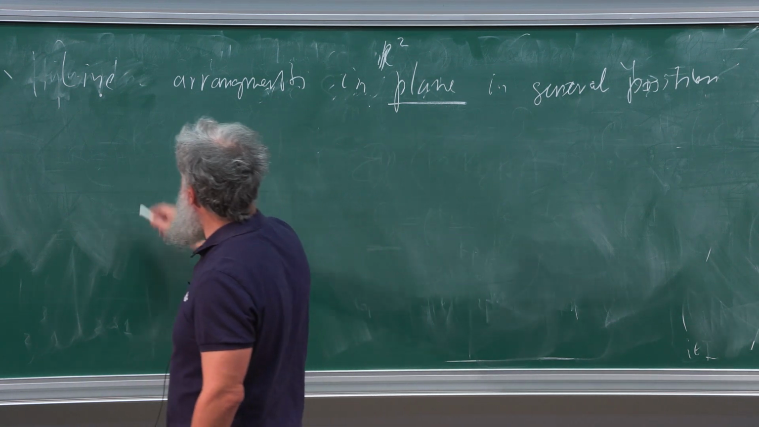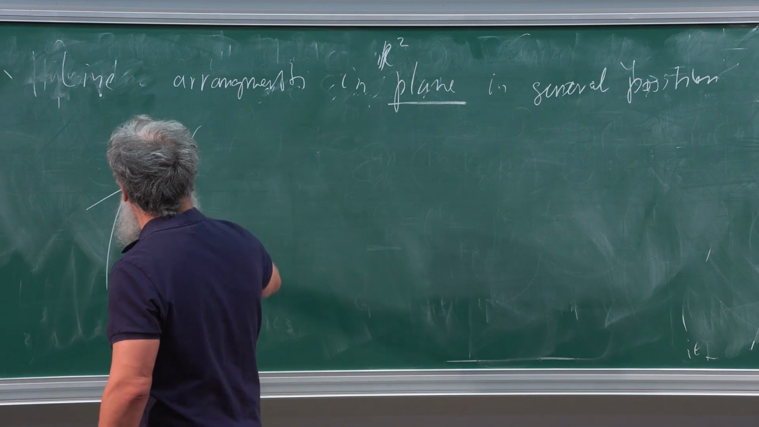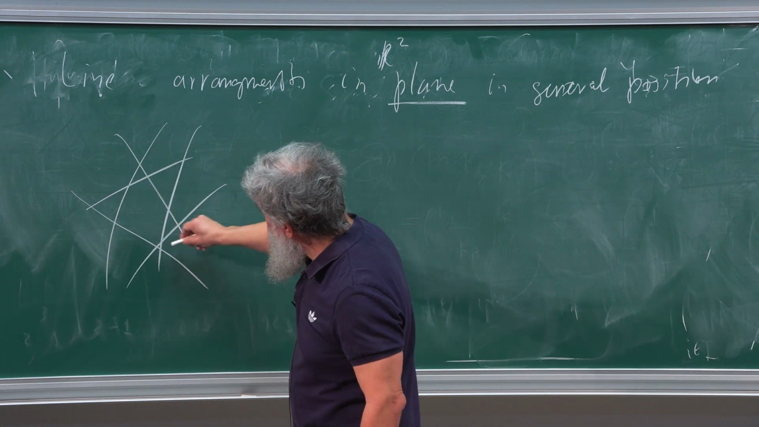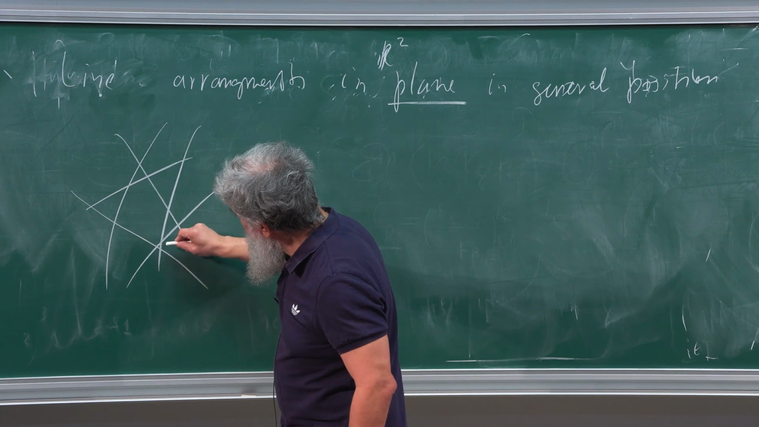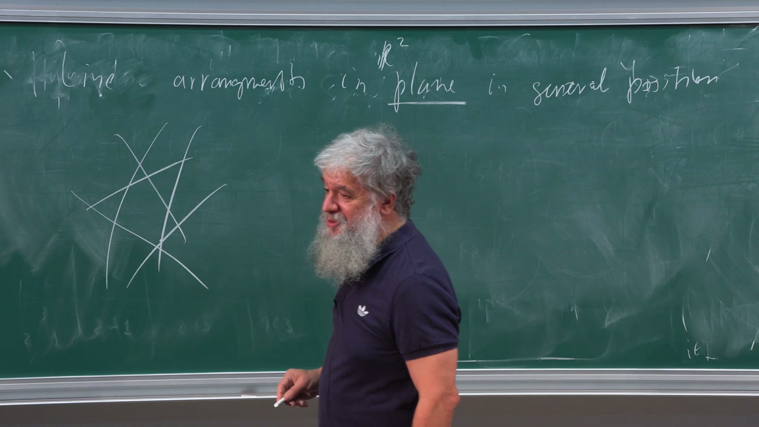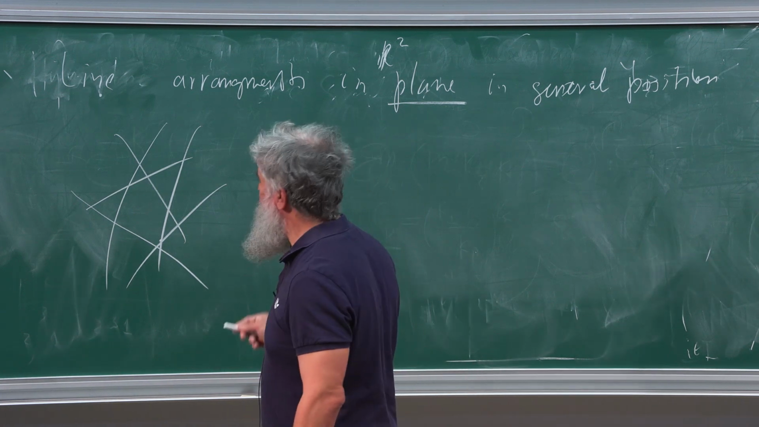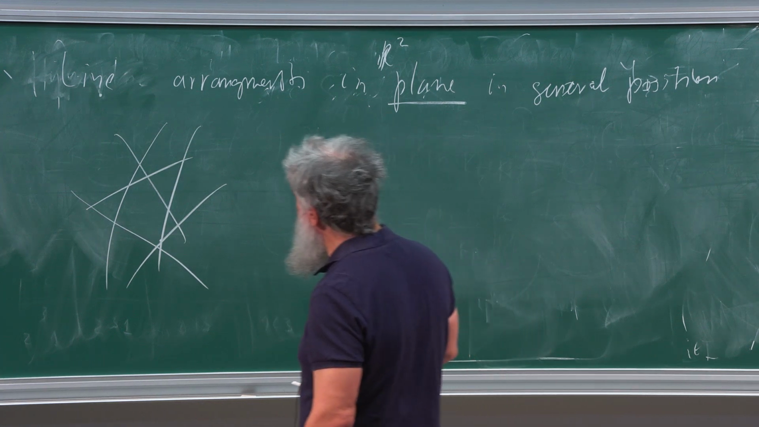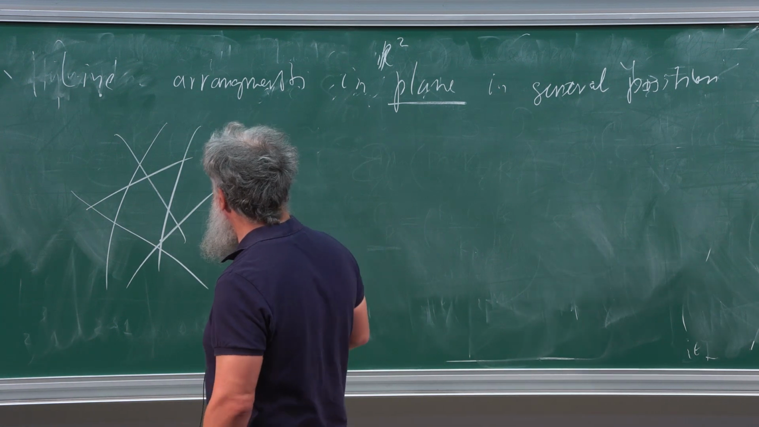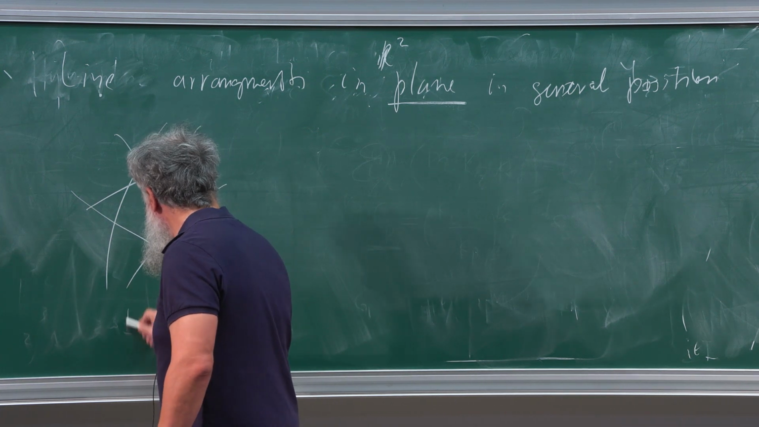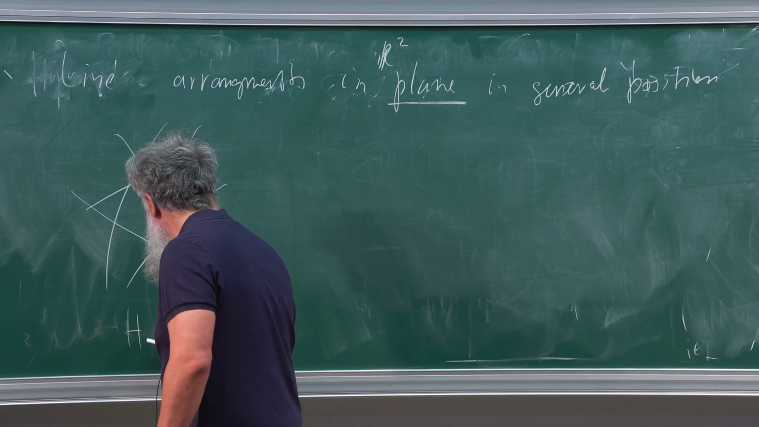So we have a hyperplane arrangement. General position means that only two lines can intersect in one point, so not three. If we have n lines, we just denote it H_n.